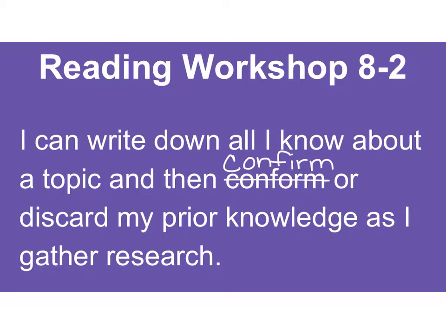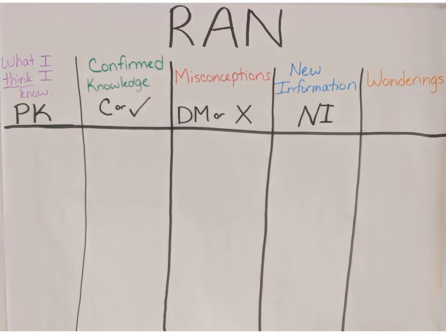Reading Unit 8, Lesson 2. I can write down all I know about a topic and then confirm or discard my prior knowledge as I gather research. So you need to open up your reader's notebook to our RAN chart, which we've used many times this school year.